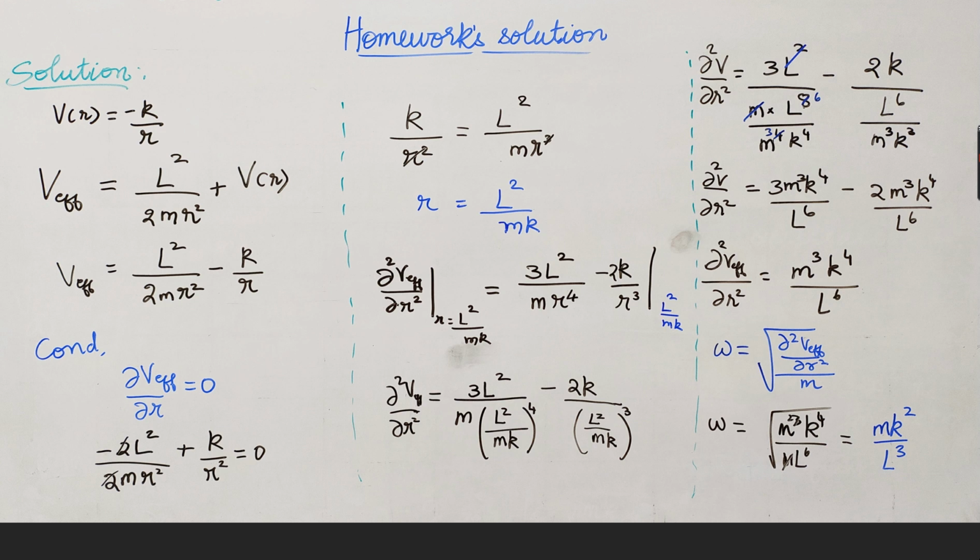So now I have to find my angular frequency. How can I find that? I know that omega is equal to root over k by m, or I can also use omega equal to root over ∂²V/∂r² by m. So I'm going to find my ∂²V_effective/∂r² at this equilibrium point. I differentiate again and substitute my r value. After substituting, I get ∂²V_effective/∂r² to be m³k⁴ by L⁶. So on finding the angular frequency omega, I get omega to be mk² by L³, which is option B.